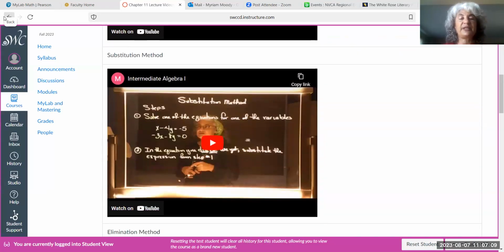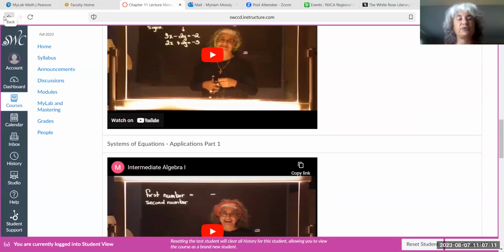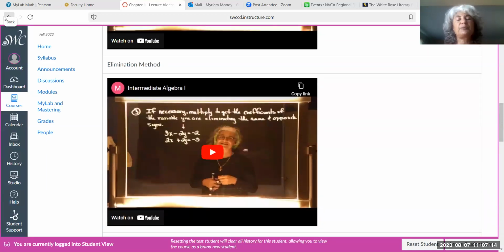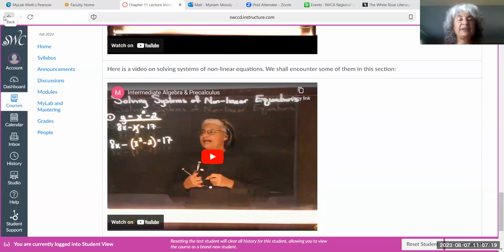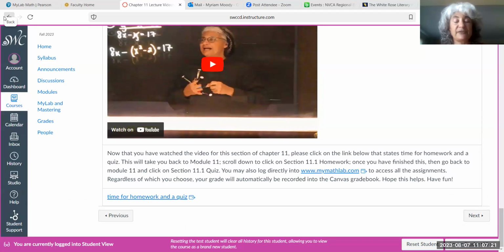And then at the bottom, this one has four videos, one for each section, one for each method, and then the applications form. And at the bottom, I have a few application videos, which is nice for you. And down here, time for homework and a quiz. You can click on that. It'll bring you back into the Chapter 11 module so you can do your homework and your quiz for each section. Or you can go directly to MyMathLab. I'll talk about that in a second. But in the meantime, let's get back to the modules. So I'm going to click over here on modules.